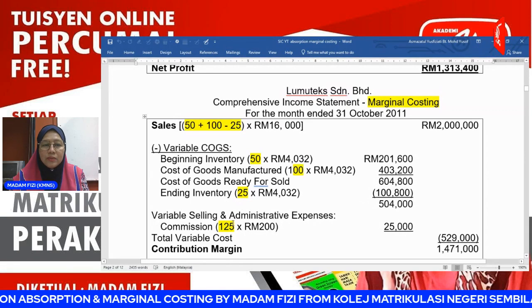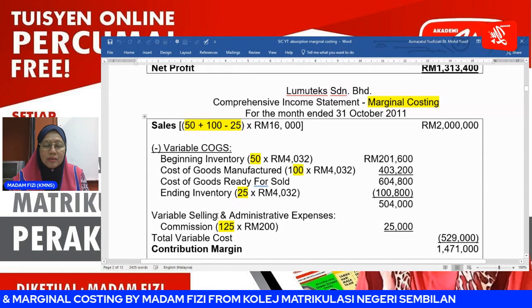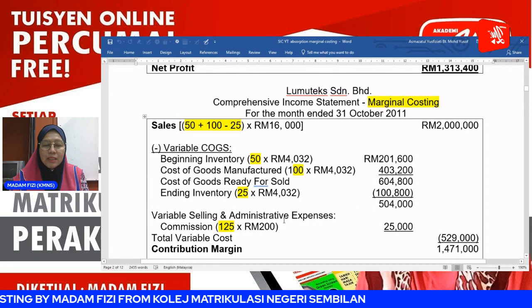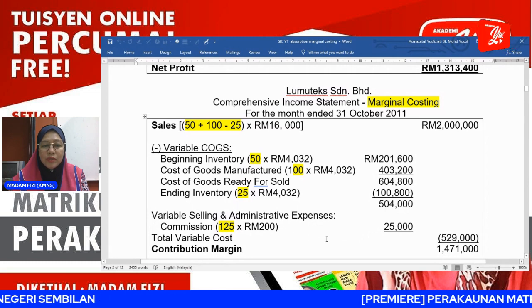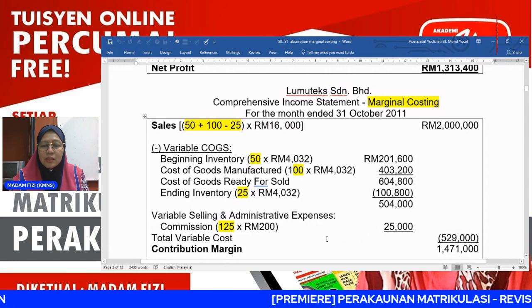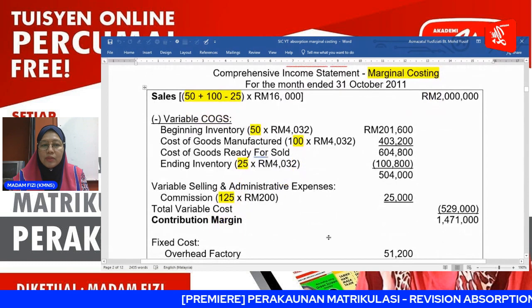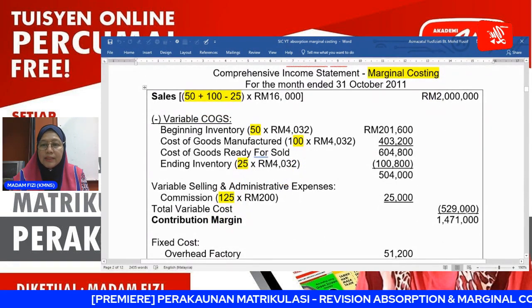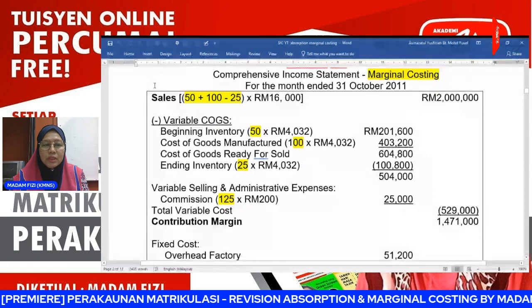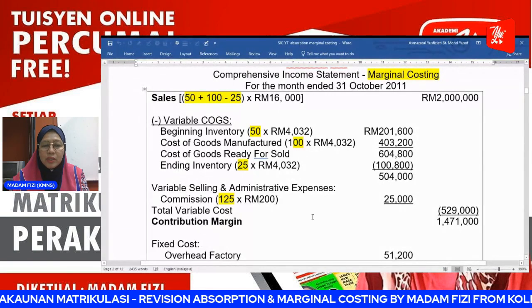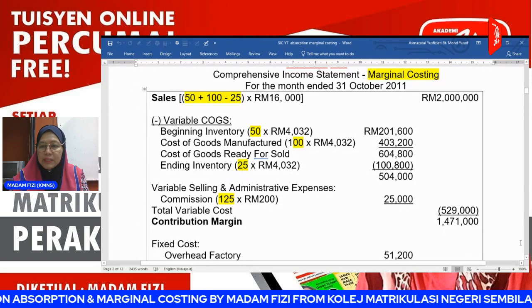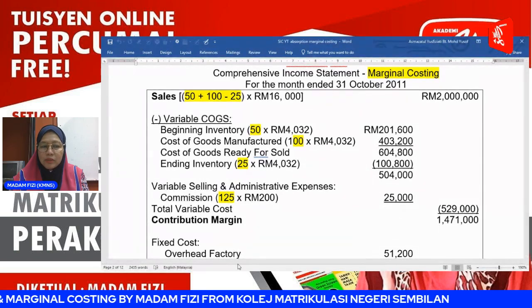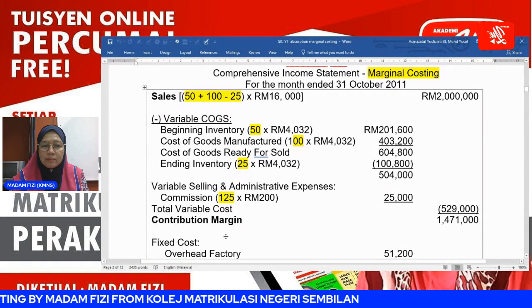And then plus the variable selling and administrative expenses. Okay, that is a commission equal to 25,000. So total variable cost is 529,000. So sales minus total variable cost equals contribution margin. So you have to write down the contribution margin.